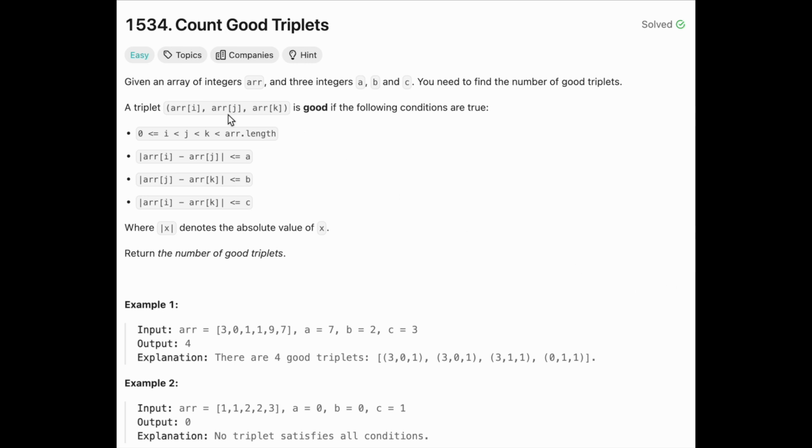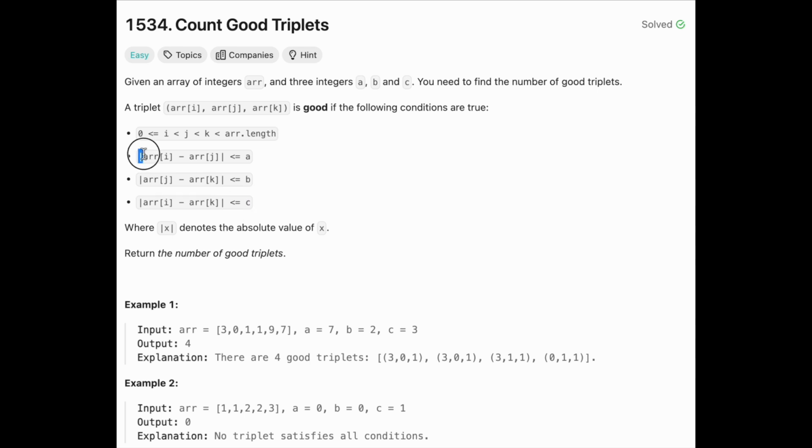So the problem states that we are given an array of integers arr, and there are three integers called a, b, and c, and it's considered a good triplet if i is less than j and j is less than k, and they are all within the range of 0 to the length of the array, and if the absolute value of arr[i] minus arr[j] is less than or equal to a, if arr[j] minus arr[k] is less than or equal to b, and if arr[i] minus arr[k] is less than or equal to c.